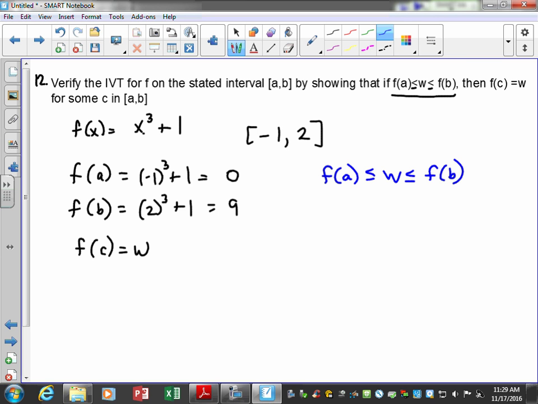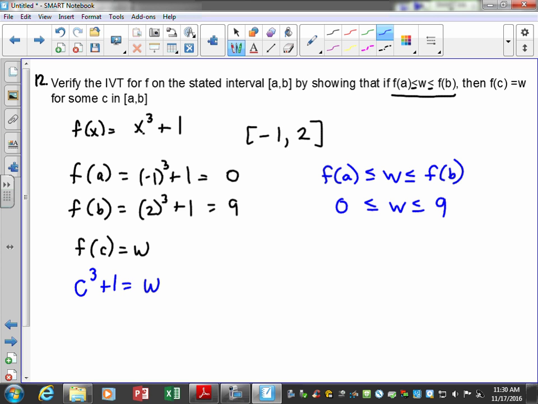What did we calculate for f of a? 0. And what do we have here? 9. So what we want to do is we have a w. F of c is equal to w. So what's our function evaluated at c? What's f of c equal to? C cubed plus 1, right? So basically this is just going to be c cubed plus 1 is equal to w.